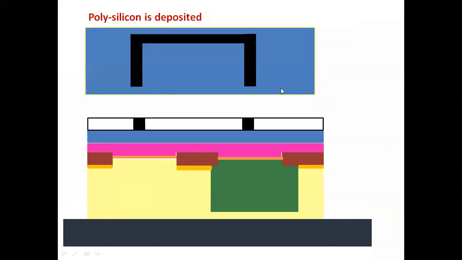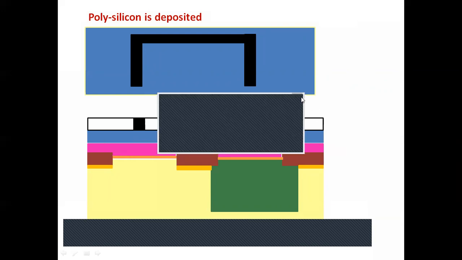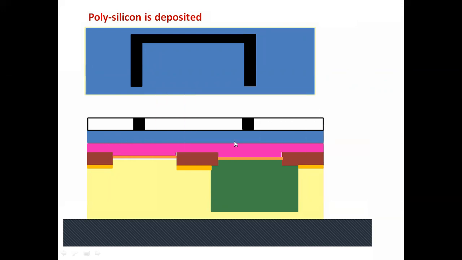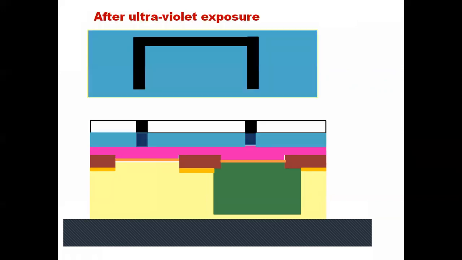Now again, the same process is carried out. What is that process? The photolithography process. This is your structure. This is polysilicon, this is your photoresist, and this is the mask. Then the whole structure is exposed to ultraviolet radiation. So when you expose it to ultraviolet radiation, what happens?